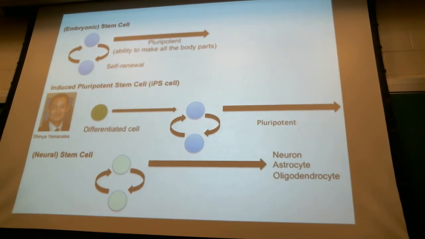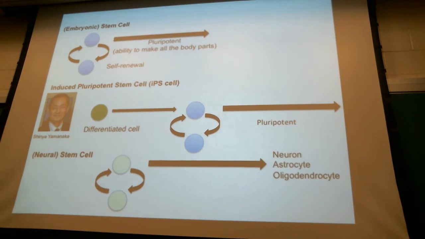Okay. Another thing I'd like to mention is neural stem cell, because we are going to deal with this type of cell a lot in this class, which is also called neuroprogenitor cells. So neural stem cell is like an embryonic stem cell. It has the ability to self-renew, but it doesn't differentiate into all the body parts. Instead, it only generates neuronal cell types, which are neuron, astrocyte, oligodendrocyte. So the cell fate is a little bit more restricted than embryonic stem cell.